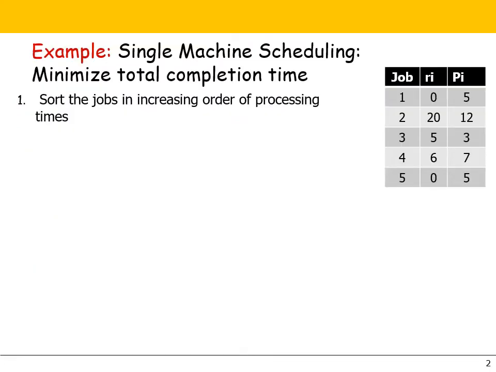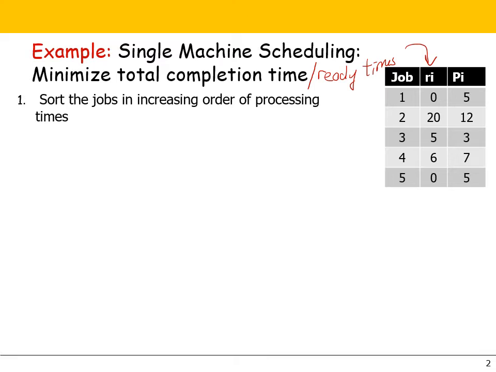Okay, now let's consider a similar example. Again, we solved this example, which was the single machine scheduling problem with total completion time. But in this case, we modified the problem. We have a new restriction which says that the jobs that we need to process have ready times, and these ready or release times are given with this parameter.